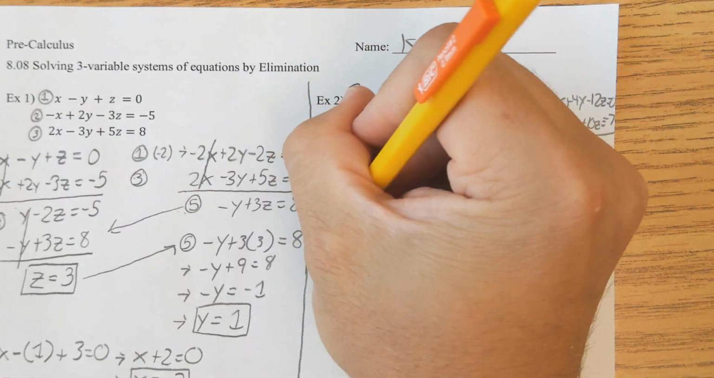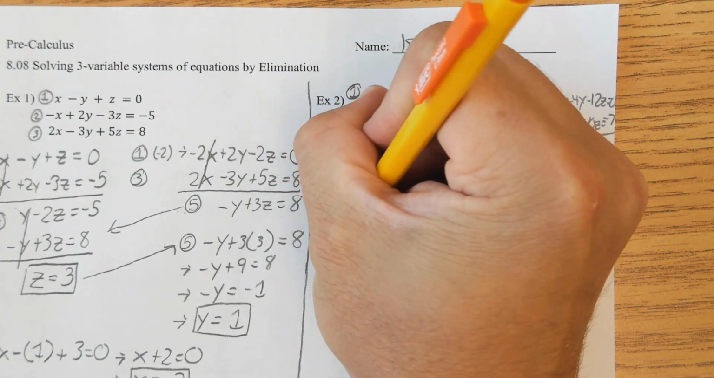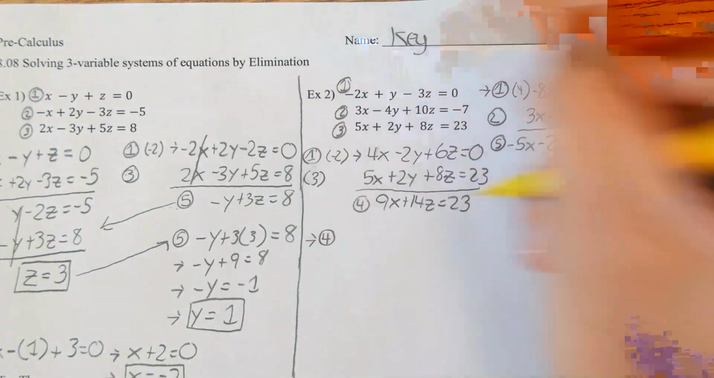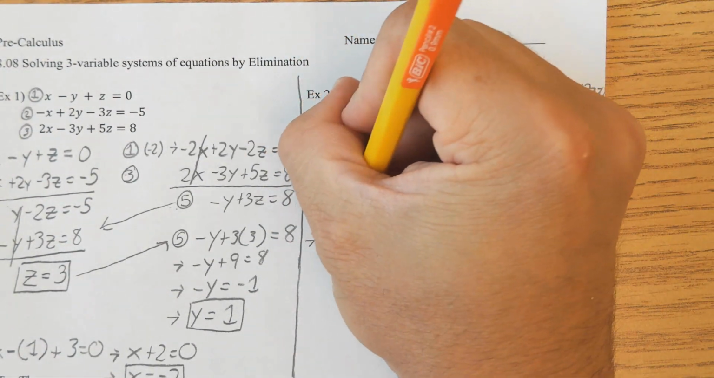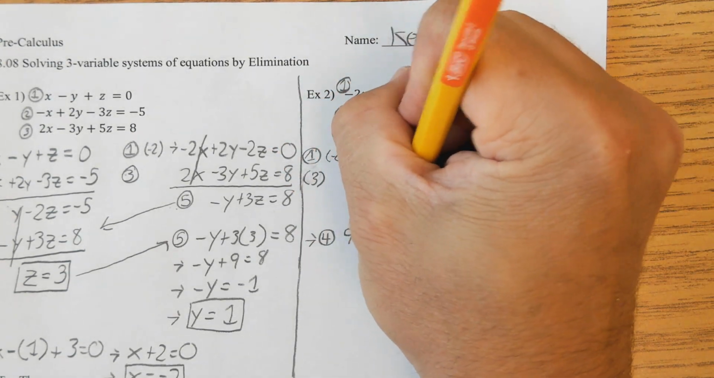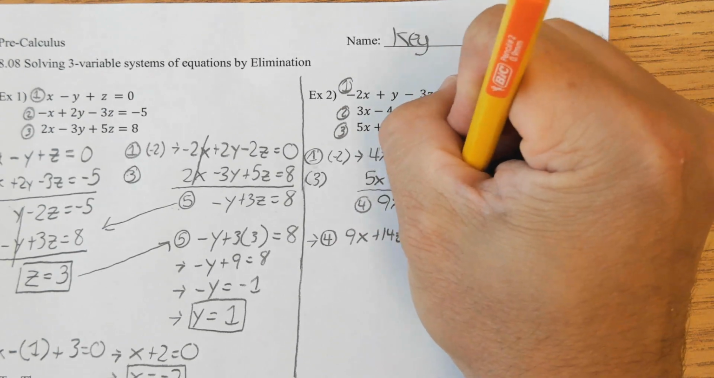Now this is where this gets tricky here. I'm going to take equation 4. I think the easiest thing to do here is I'm not going to touch that one because I'm going to get rid of the z's. It looks like I got an easy way to get rid of the z's. So I'm just going to leave it as 9x plus 14z equals 23.